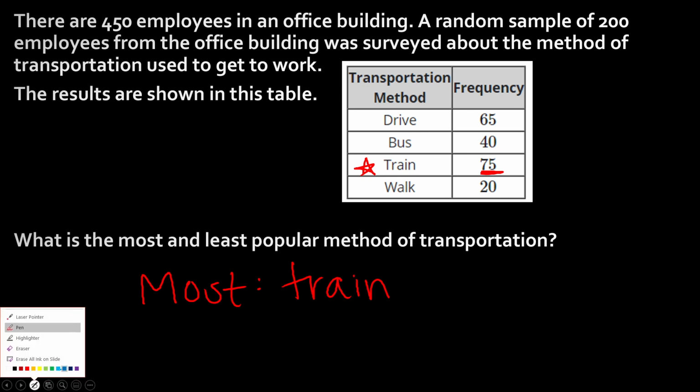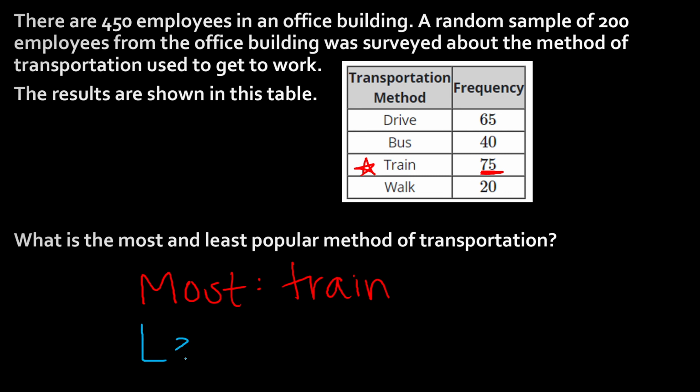On the other side, the least popular is the one that has the smallest number. From our table, 20 is the smallest number, which means walking to work is the least popular method of transportation. So the most popular is taking a train, and the least popular is walking.